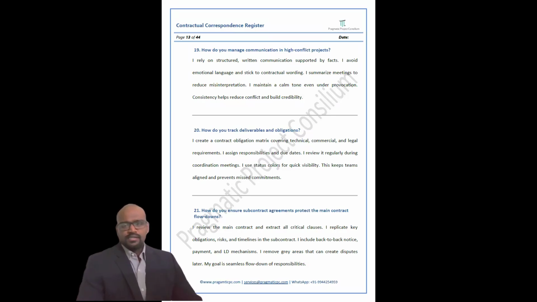This is part 3 of the 100 Q&A questions for the contract managers. We are starting with the 21st question. How do you ensure subcontract agreements protect the main contract flow-down terms?